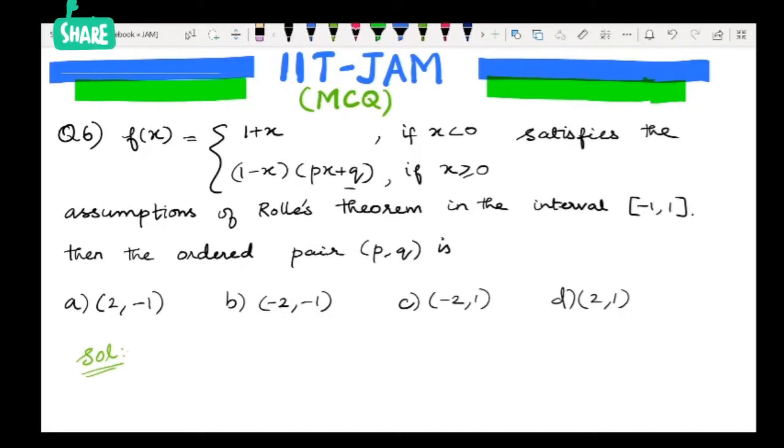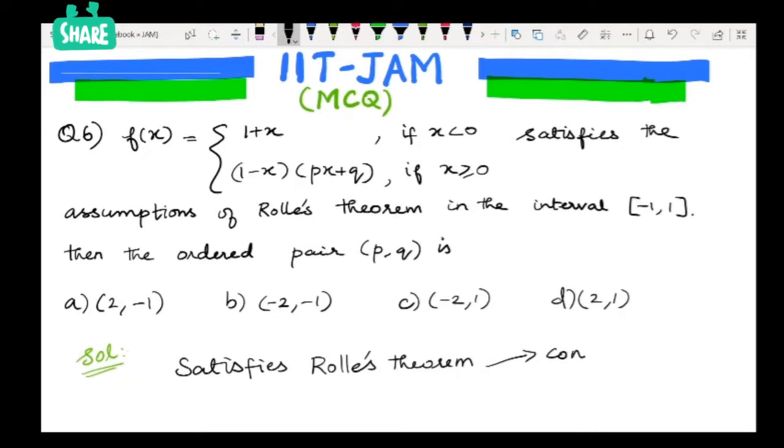We are given a function which satisfies the conditions of Rolle's theorem, and we need to find for which values of p and q it satisfies. So what do we mean by satisfying Rolle's theorem?